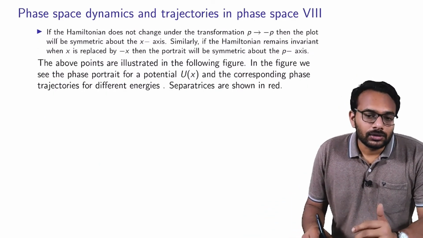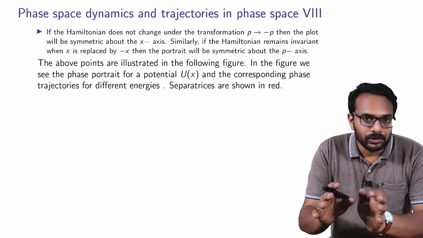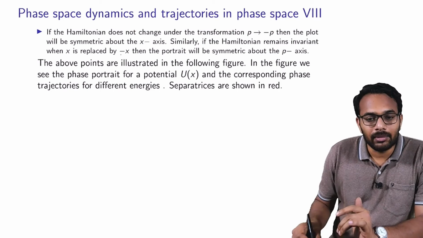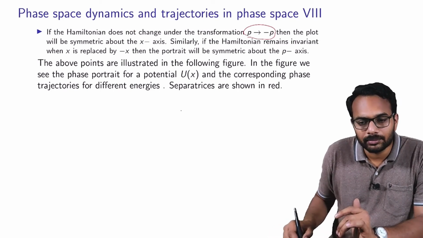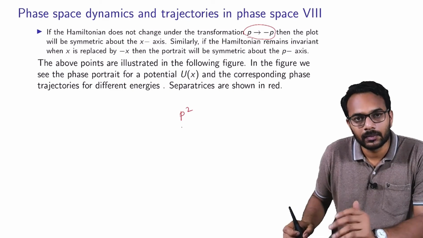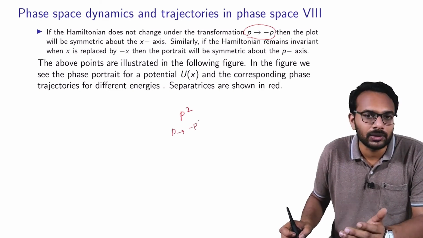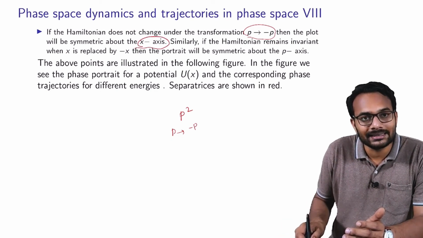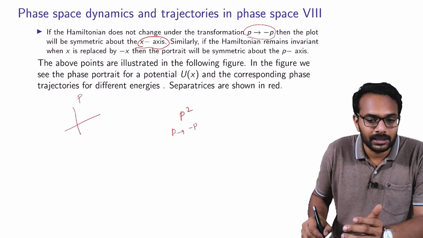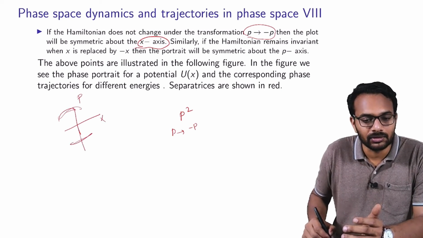It's also a good thing to remember this, as sometimes it will help you to eliminate some of the options. If the Hamiltonian does not change under the transformation p going to minus p, suppose p appears as p square in the Hamiltonian, then even if you put p equal to minus p, the Hamiltonian does not change. Then the plot will be symmetric about the x-axis, because we are talking about the px curve. This is where p is positive, and this is where p is negative.